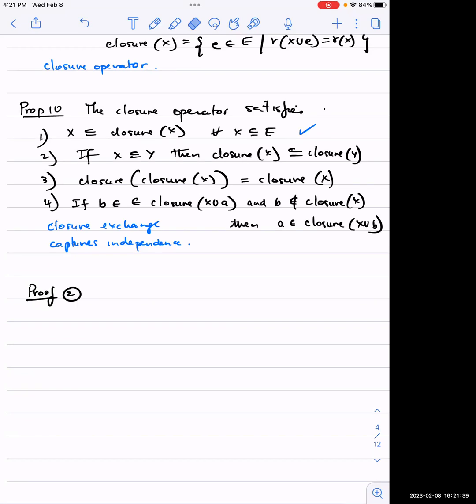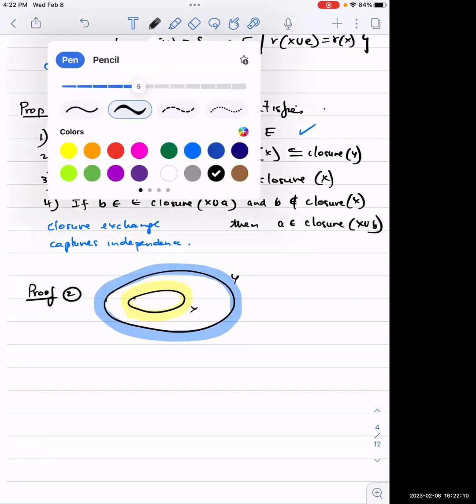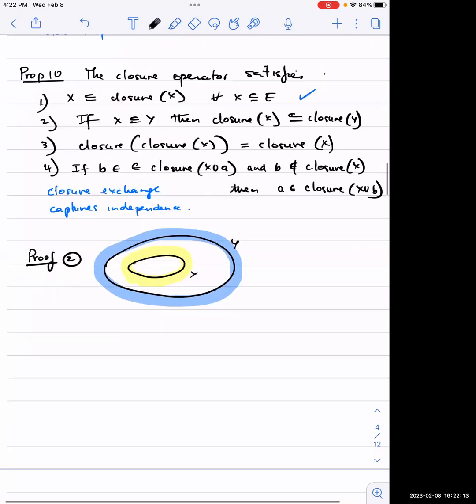Okay, so we're doing 2. We have to show that the closure of X is contained in the closure of Y. So let's draw a picture. Here we have X and we have Y, and then we want to show the closure of X. It's good to visualize it like a closure of X is just something around X like that, almost like boundary points. And then this would be the closure of Y. So, you know, 2 seems like a reasonable property.